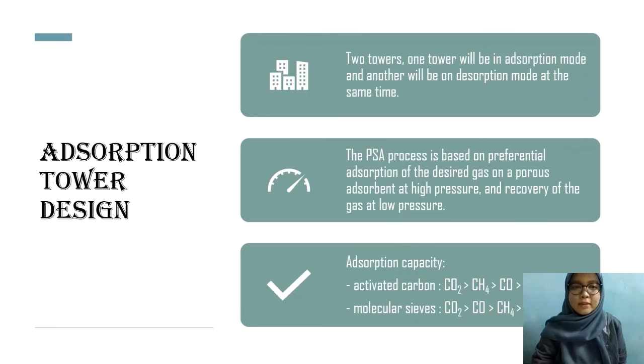For the adsorption tower design, we will use two towers, in which the first one will be in adsorption mode and the other will be in desorption mode at the same time. According to the adsorption capacity of activated carbon and molecular sieve, the only difference is in the methane and carbon monoxide arrangement. Hence, combining both of these adsorbents will give higher separation efficiency for each molecule.